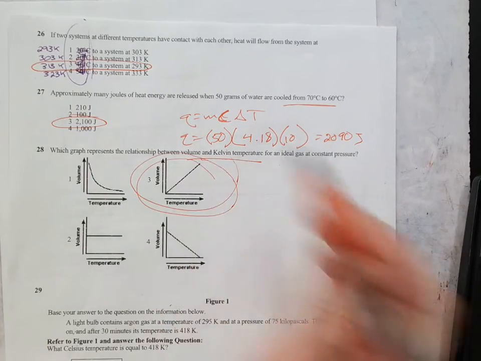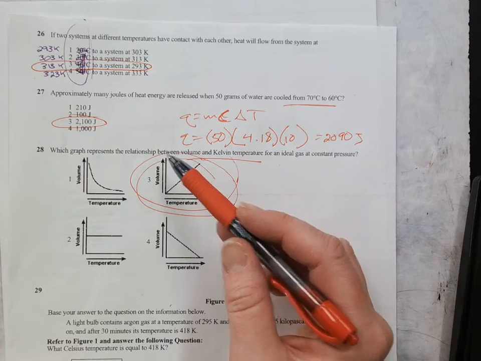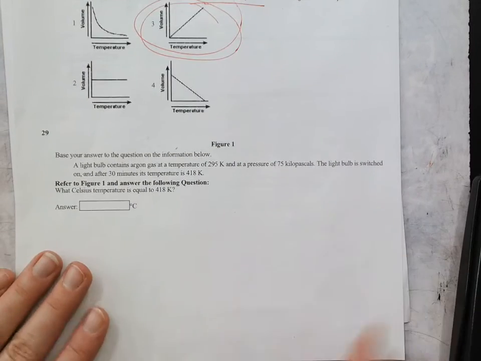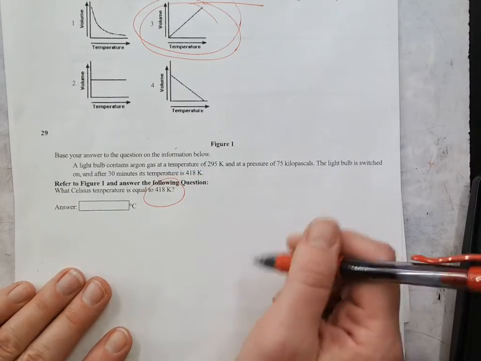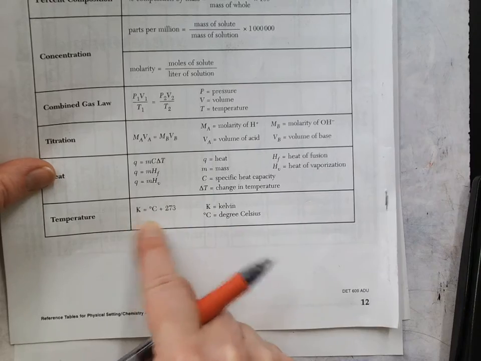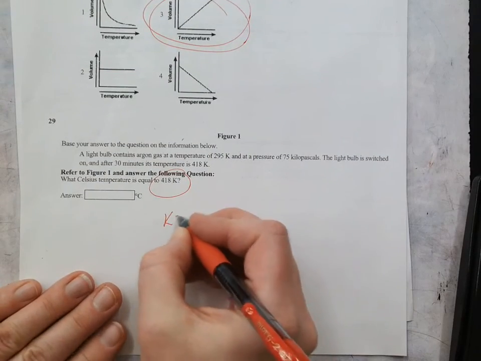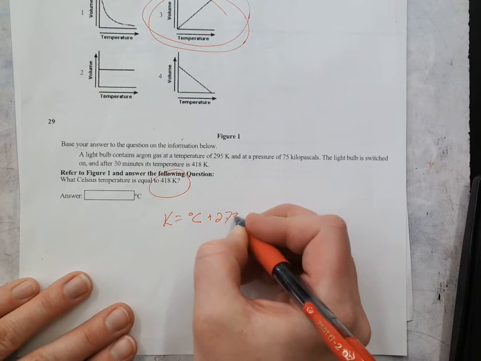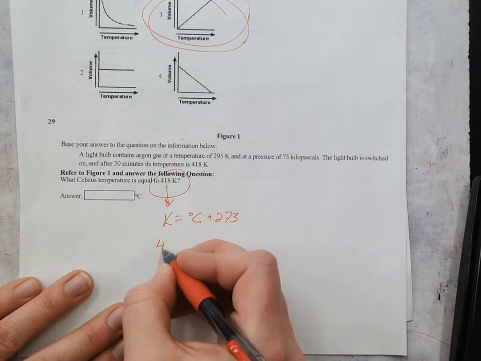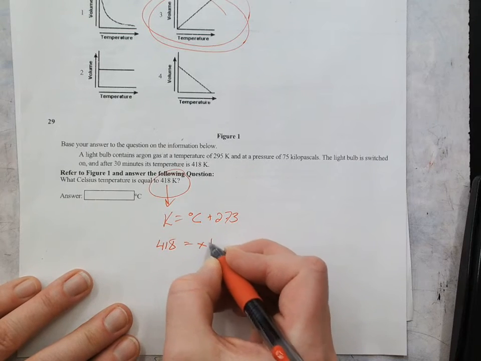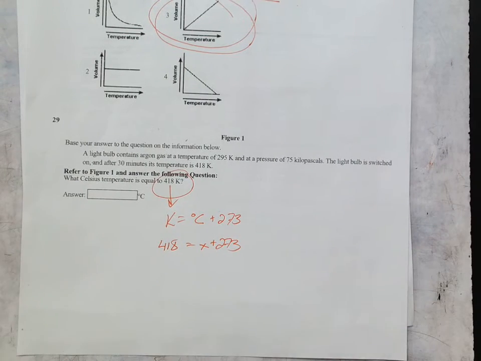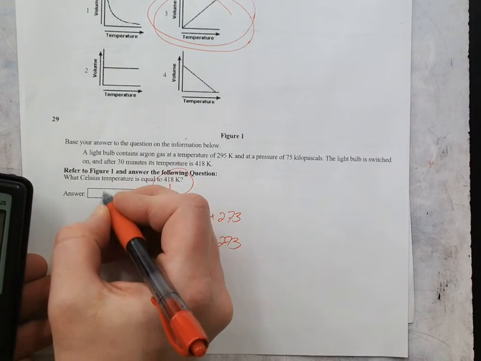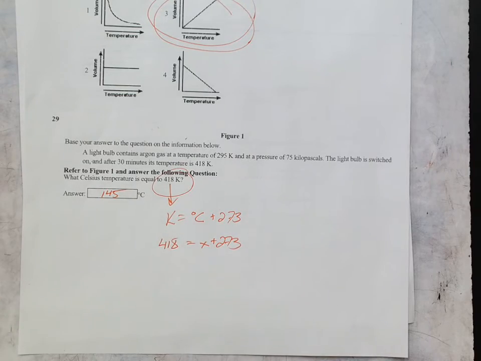Volume and temperature. I think I've drawn this a few times already. Heat it up, it pushes the walls away to a larger volume. Okay, this is easy. If you put that in for the Kelvin temperature, not the Celsius. Okay? Kelvin is degrees Celsius plus 273. So make sure you put this guy in there, 418. 145 Celsius.